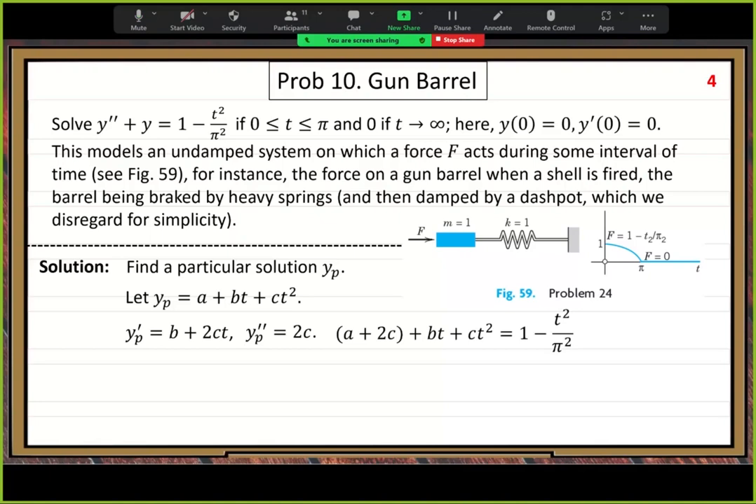That b is gone, because the right-hand side has no t term. So b equals 0. Other than that, c equals negative 1 over pi squared. You compare the corresponding coefficients for their individual terms. Again, why can we do this kind of comparison? Can you explain? T's coefficient, t squared's coefficient, constant, why can we compare?